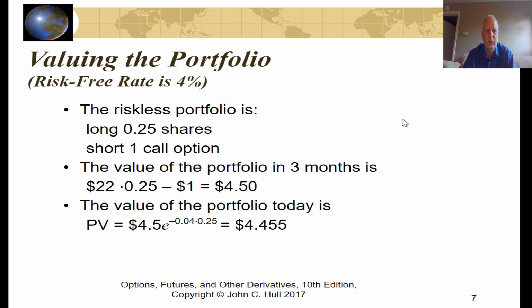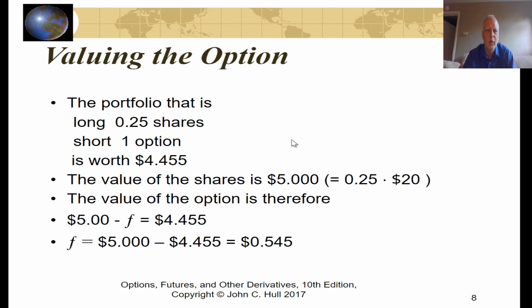If the portfolio is riskless, then it must yield the risk-free rate. So the value of the portfolio in 3 months is 22 times 0.25 minus 1, or $4.50. The value of that portfolio today must be the present value of $4.50. If the risk-free rate is 5%, this would be $4.50 times e to the minus 0.05 times 0.25, since 3 months is 3/12 of a year, or 1/4 of a year. So the value of the portfolio today is $4.455. The portfolio that is long a quarter share and short one option is worth $4.455.